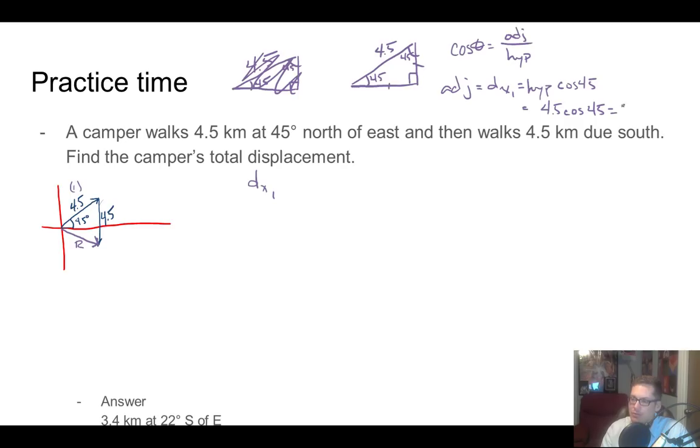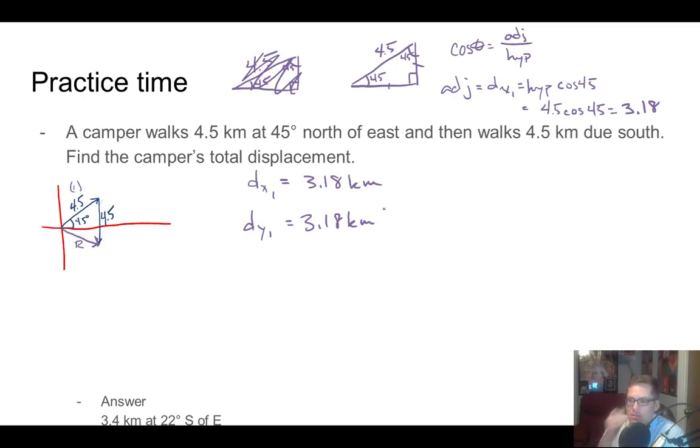Now, if you don't believe me, from what we did before, that's got to be 3.18. Remember, we already decided that our guy was an isosceles triangle, so we don't have to do it again with sine, but we certainly could. It would be the exact same math. It would just be 4.5, but instead of cosine, we'd use sine. So sine of 45, sure enough, we get 3.1819. Same exact number. So that means d sub y1 is also equal to 3.18 kilometers.